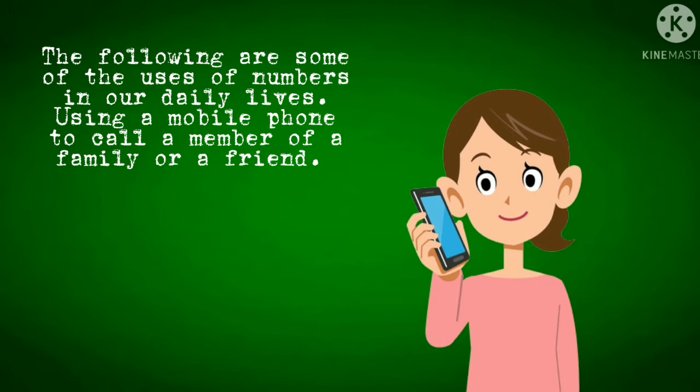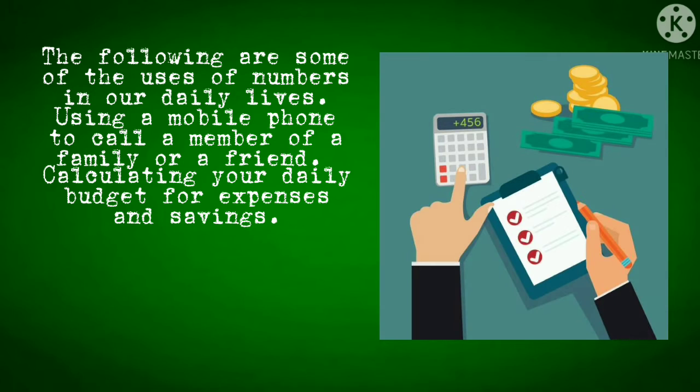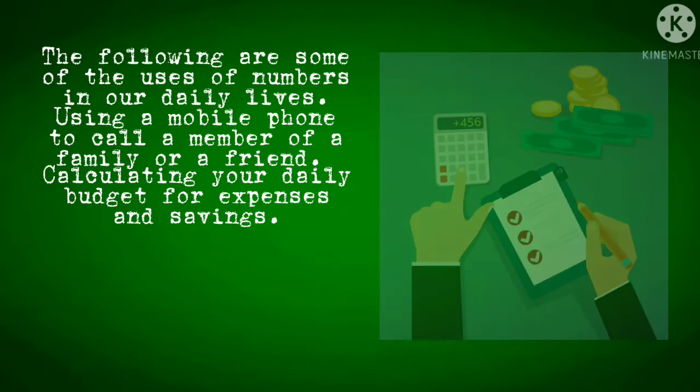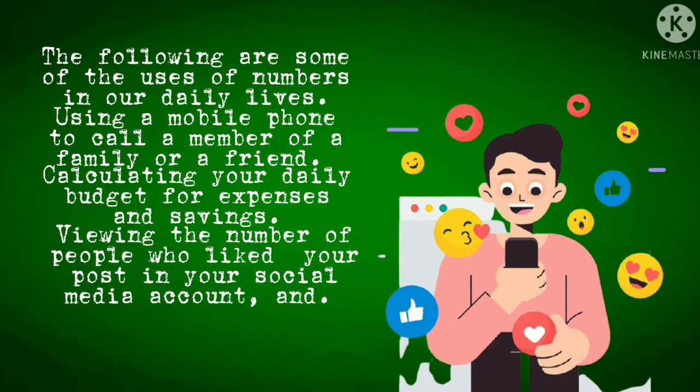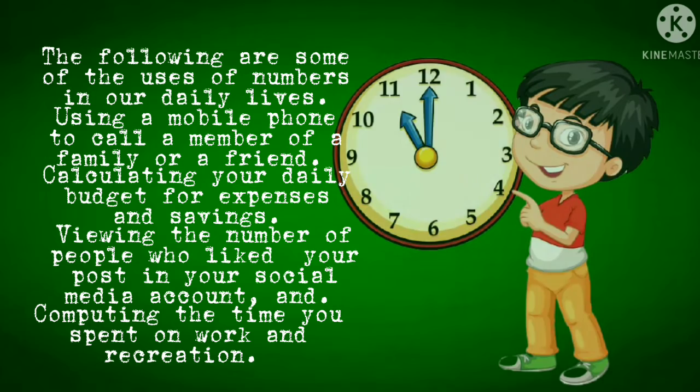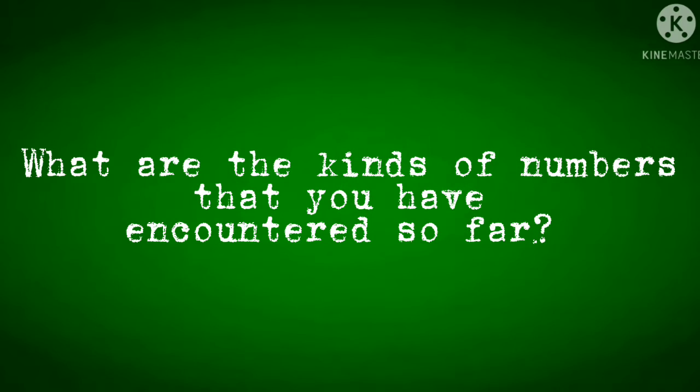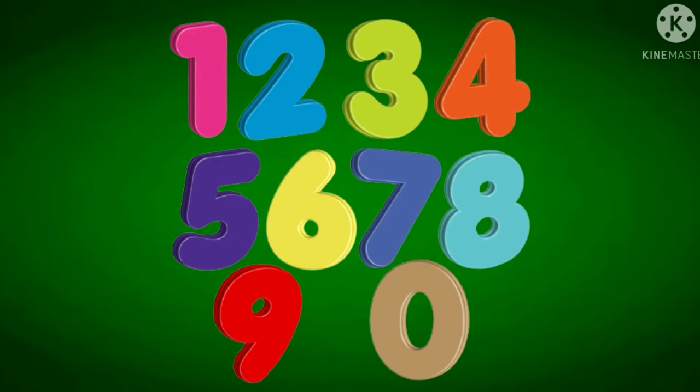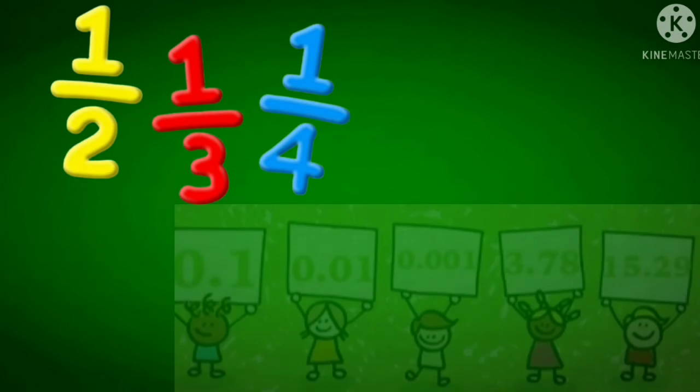Using a mobile phone to call a member of a family or a friend. Calculating your daily budget for expenses and savings. Viewing the number of people who liked your post in your social media account. And computing for the time you spent on work and recreation. What are the kind of numbers that you have encountered so far? There are whole numbers such as 0, 1, 2, 3, 4, 5, and so on. There are also fractions and decimals.